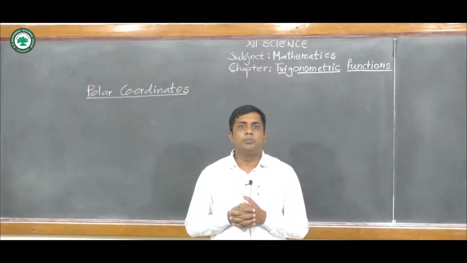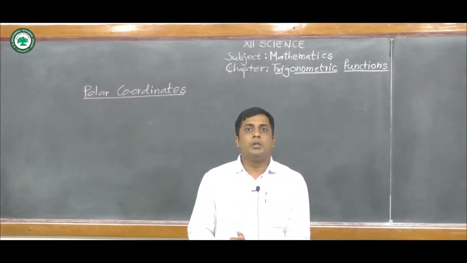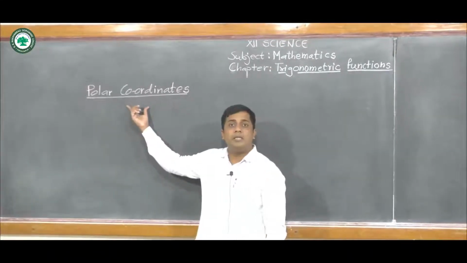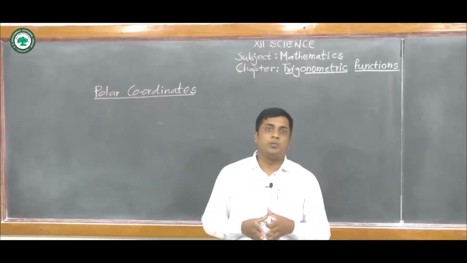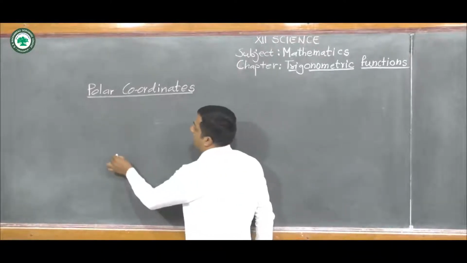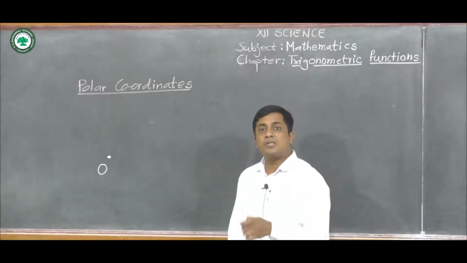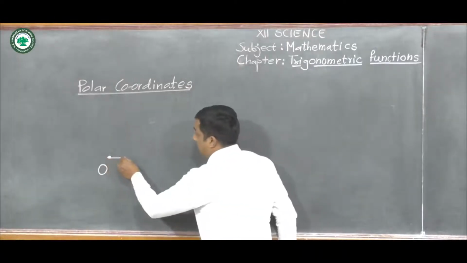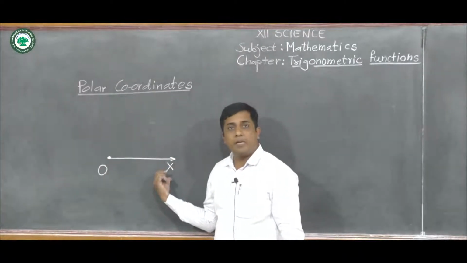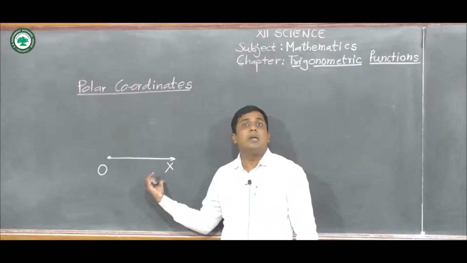Hello everyone. In today's lecture, we go with the new concept of the chapter trigonometric functions, and our concept is here we have to define the polar coordinates. To define this, we consider one fixed point. Let us consider here O is our fixed point. Then we consider one fixed ray. Here OX is the fixed ray. I repeat again, here O is the fixed point and OX is the fixed ray.